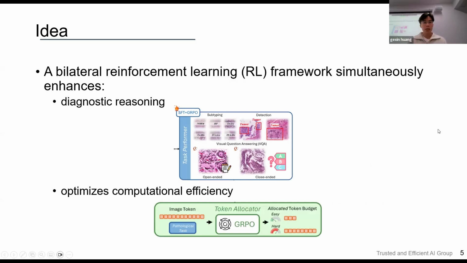So in this paper, they propose a bilateral reinforcement learning framework to simultaneously enhance diagnostic reasoning and optimize computational efficiency. As we can see in these two figures, the first one utilizes supervised fine-tuning as well as GRPO to enable the model's reasoning ability. And the second one utilizes a token allocator, also trained by GRPO, to allocate the token budget.